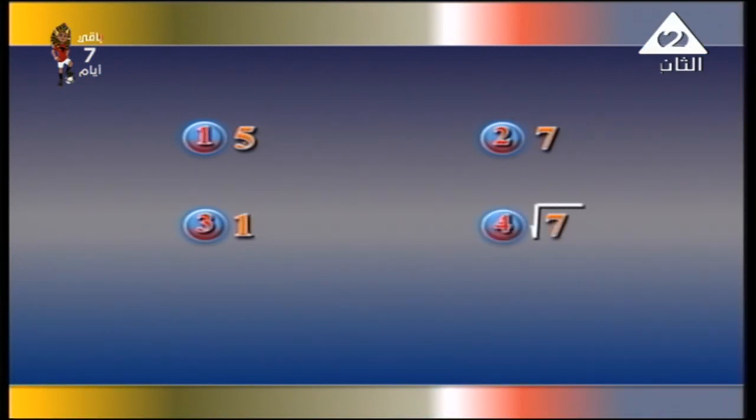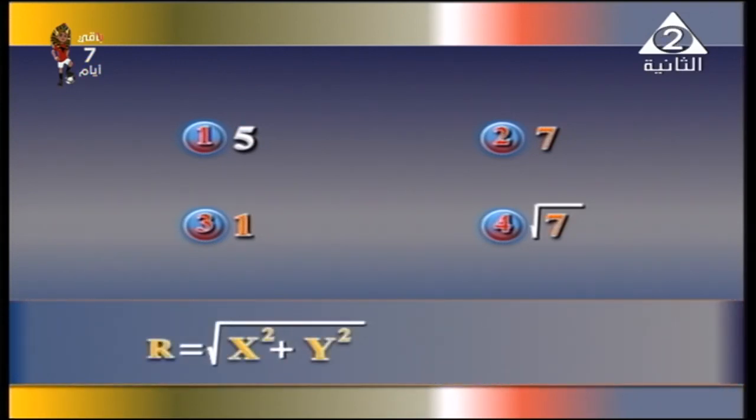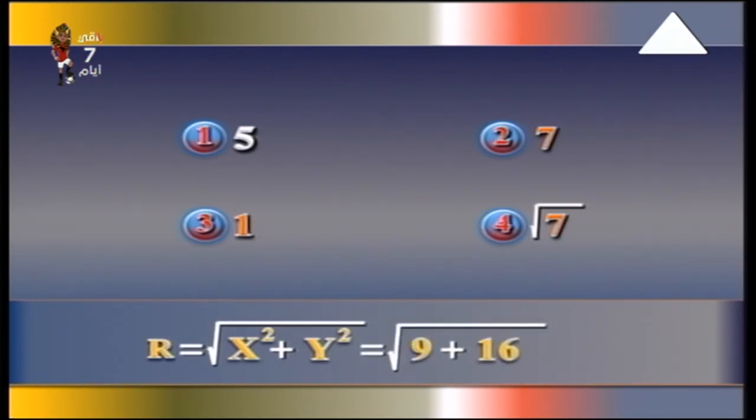The answer is 5. Why? My dear student, R equals the square root of x squared plus y squared. 3 squared is 9, 4 squared is 16. The answer is 5.